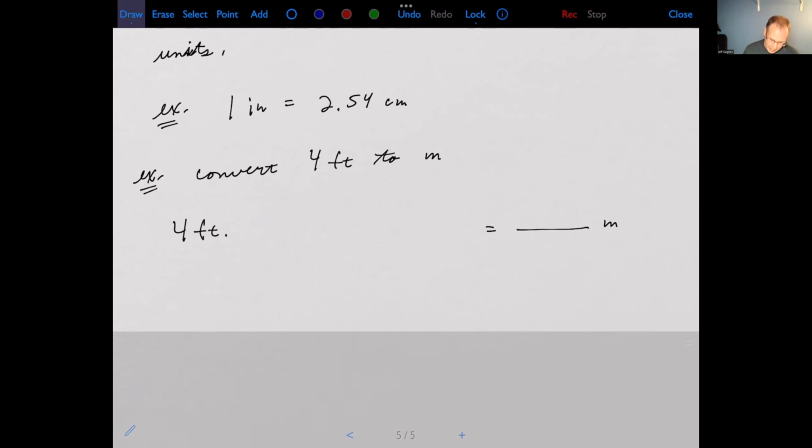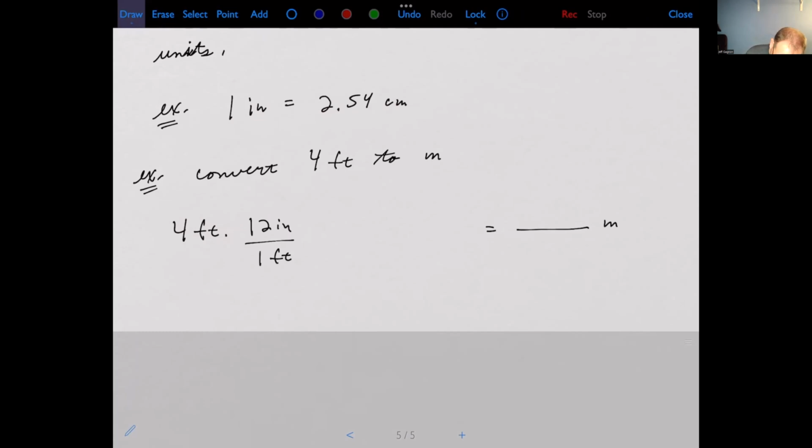Well, there's a few other things I need, right? I somehow need to go from feet to inches, right? In order to use this knowledge here of 1 inch equals 2.54 centimeters, I need to somehow convert this to inches first. Well, we know how to do that, right? We know that there's 12 inches in 1 foot. So the first unit conversion factor I could use is I can multiply by 12 inches over 1 foot. Again, why do I do that? Because I want feet in the denominator, so it cancels with the feet from the 4 feet.